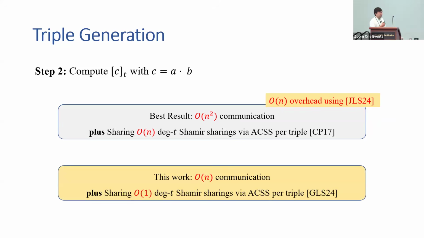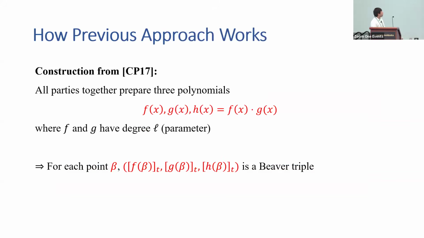So the part that I will talk about now, which is this work, is on how to achieve this with linear communication, plus sharing a constant number of degree T sharings, which means that if the ACSS is linear, the overall cost is also linear. Okay, so how does this work?